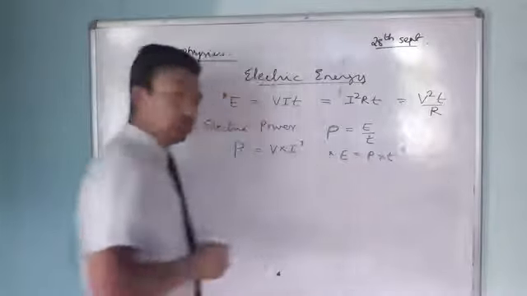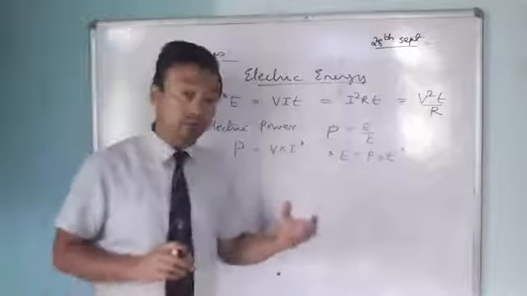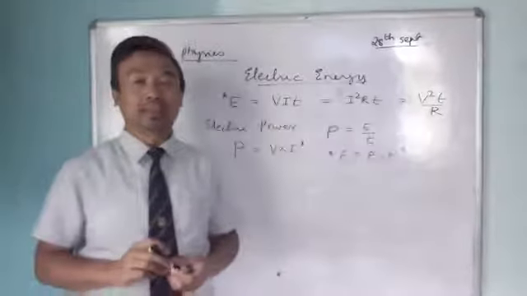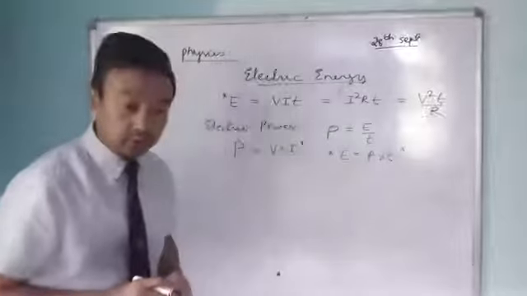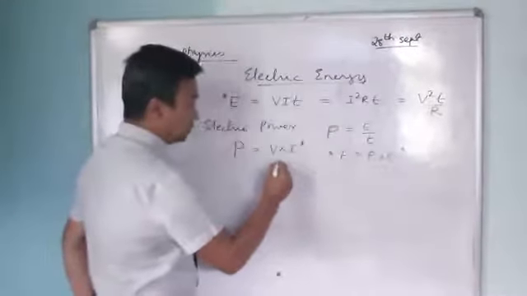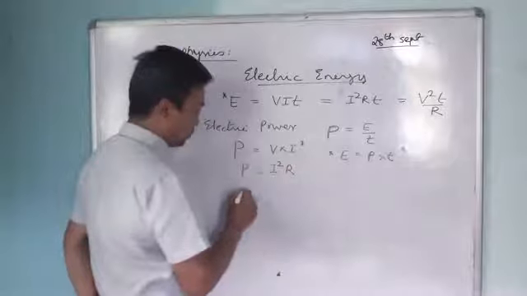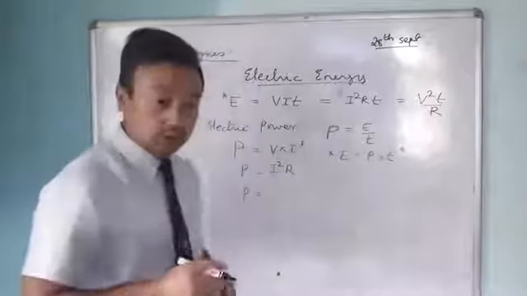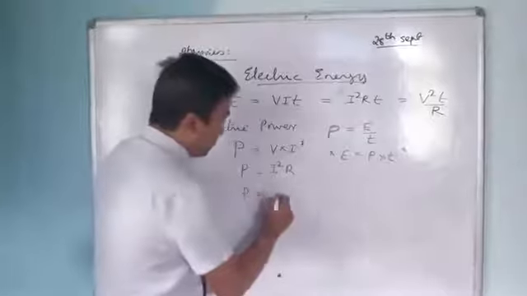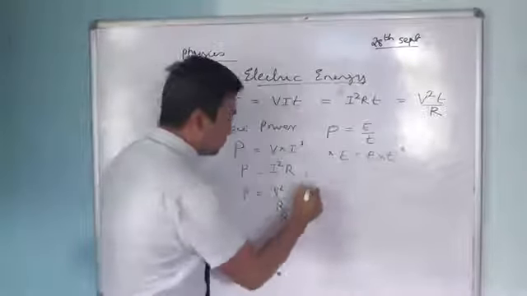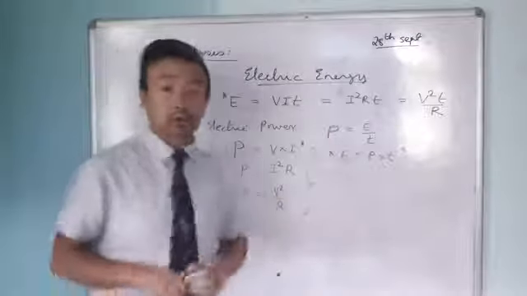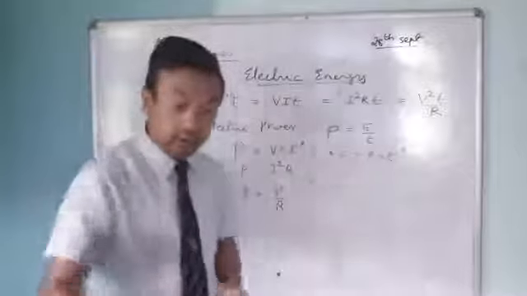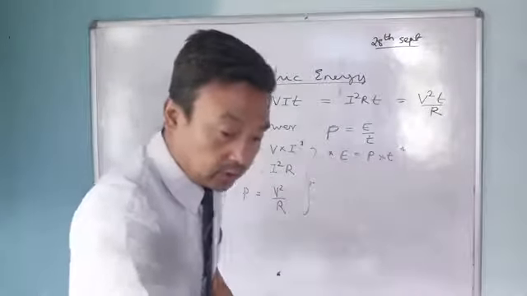This formula can be used when we have to find the commercial unit of the electrical energy that is consumed by the electrical appliances. Similarly, we have other formulas for the power, that is I squared into R. This is the second formula, and the third formula is V squared by R. So these three formulas we will be using for the electric power, and three formulas we will be using for the electric energy. Then based on that, let us do the numericals.